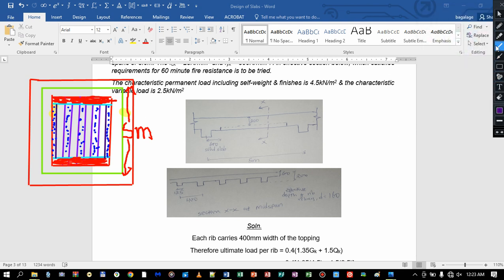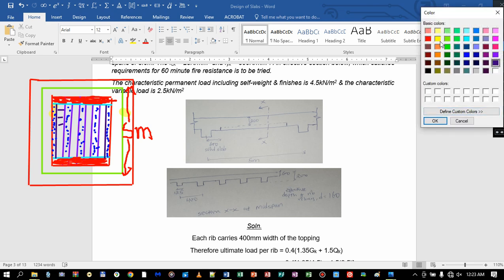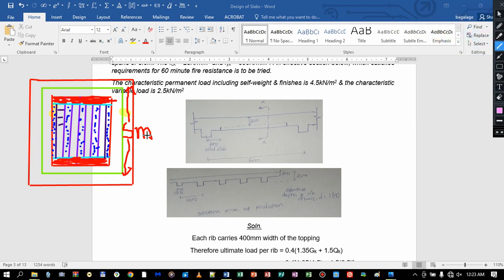And then this portion is filled with, sorry, I wanted to use a different color, with our hollow blocks. These are our hollow blocks.